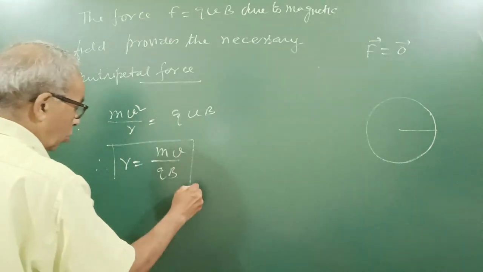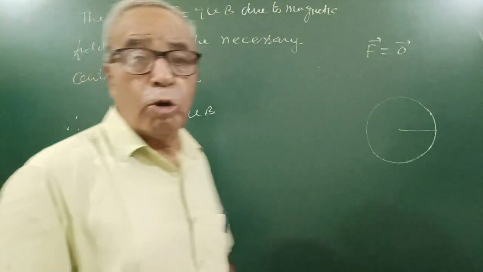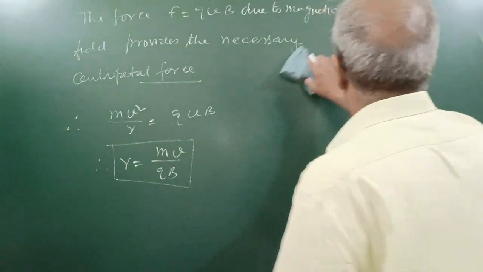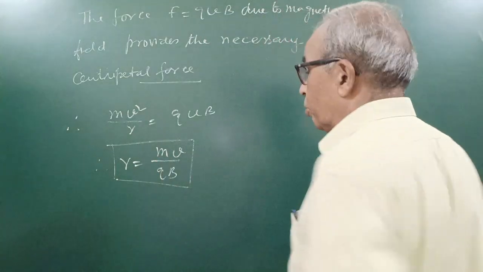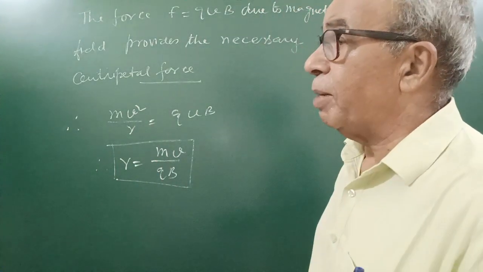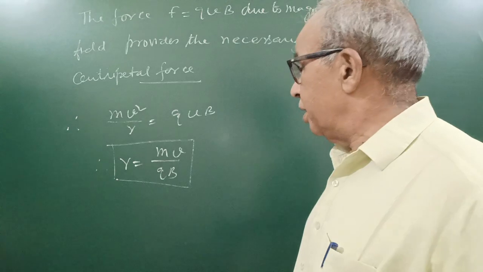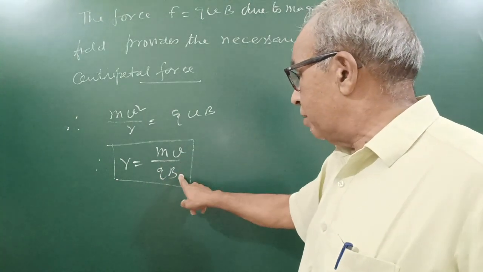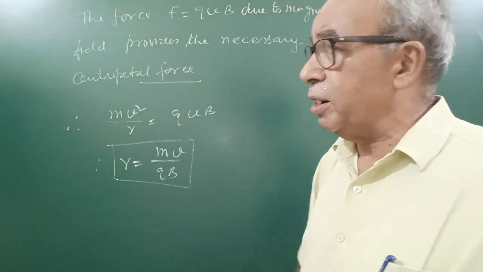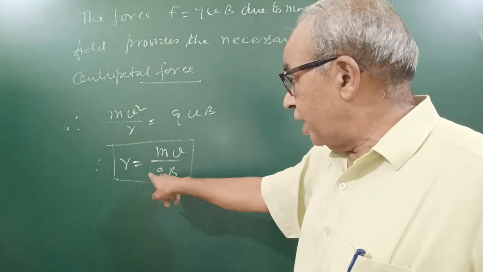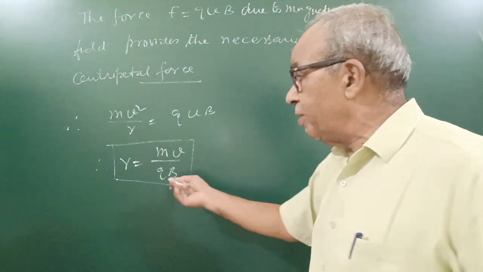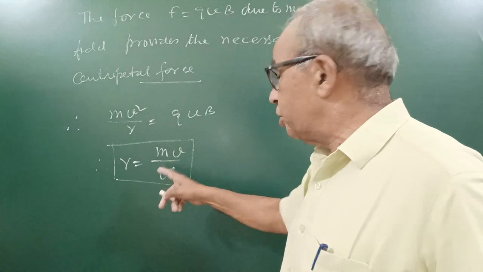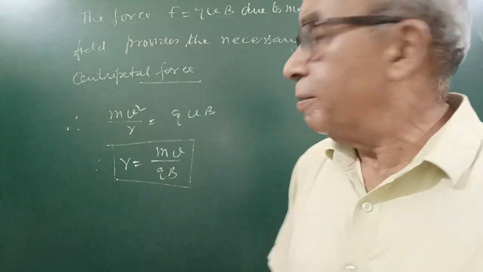This means the radius of the circular path followed by a charged particle when it enters a magnetic field at right angle is mv upon qB. Larger the mass, greater the radius. If larger the charge, lesser the radius. Greater the field, lesser the radius. So the radius of the circular path depends on mass, velocity, charge, and magnetic field B.